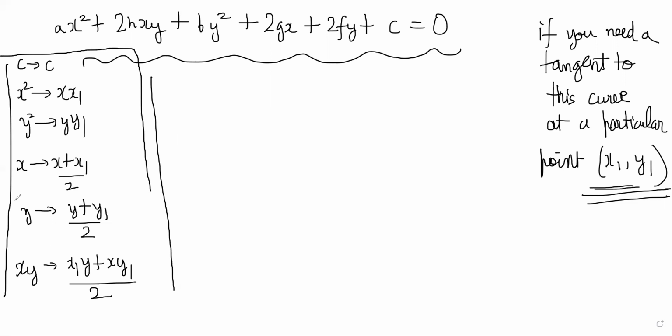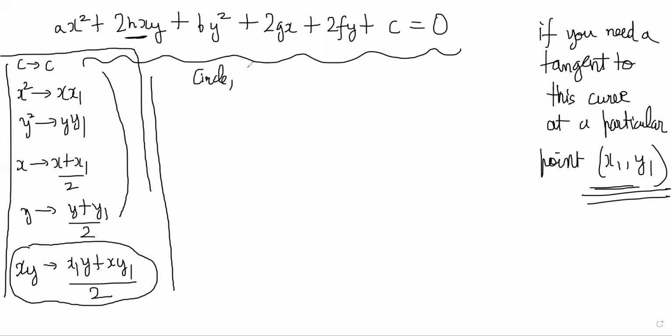In case of a circle, we didn't have this term, right? This term was not there, so it was slightly easier. Only these things were there, right? And this rule is valid for circle, ellipse, hyperbola, parabola, anything basically that is a 2-degree curve, right?